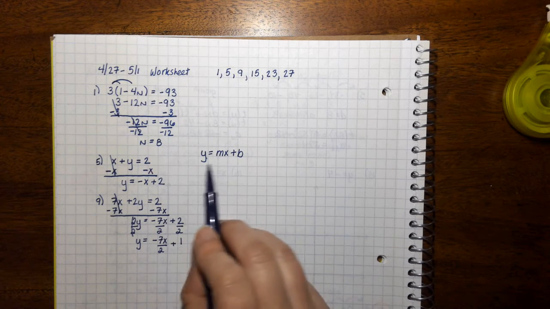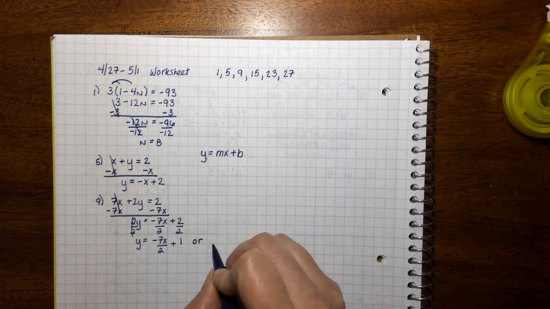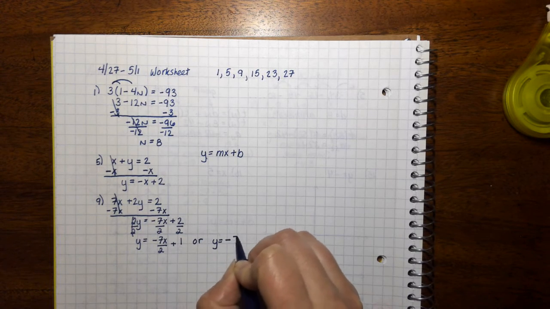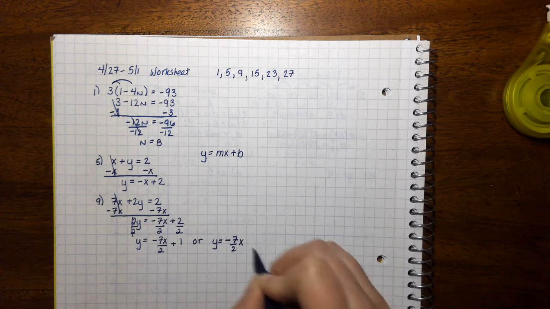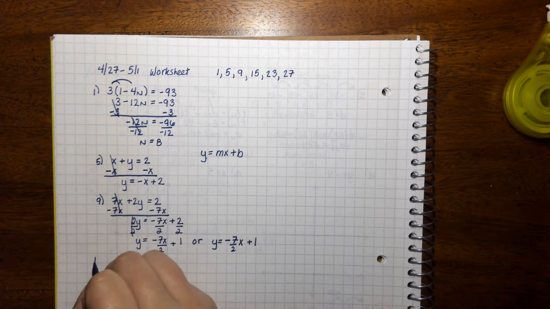So now it looks like slope-intercept form. My slope is -7 over 2, so I go down 7, right 2 boxes, and a starting point of 1. I actually like to write it like this, where the x is to the side of the fraction, but either of these are okay. Okay, now moving on to number 15.